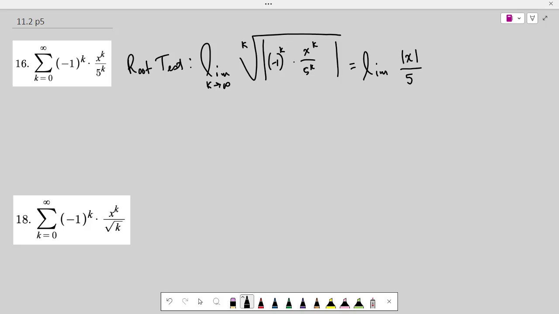The root test has the same conclusion as the ratio test. We want to know, when is this less than 1? Let's do the limit first. What is the limit of that as k goes to infinity? It's just that. There's no k in there. That means this is constant with respect to k. So this is what we have.